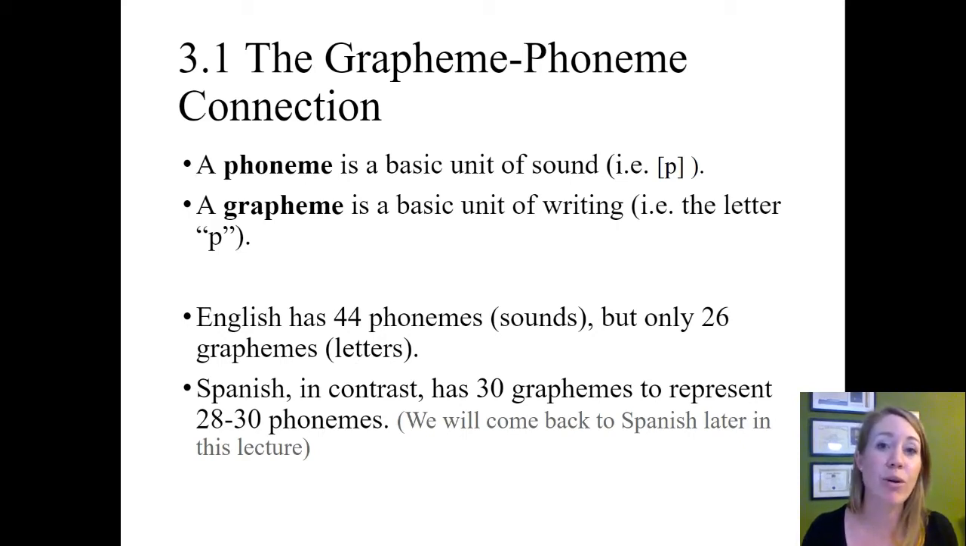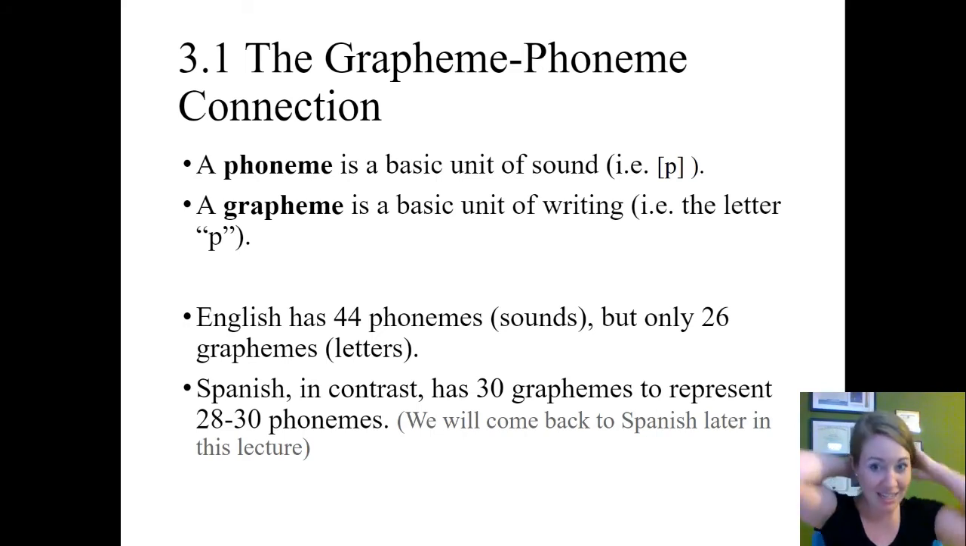English has 44 phonemes. We know that because you have your IPA charts in front of you all the time. I know that. And there are 44 sounds on there. But we only have 26 graphemes. We only have 26 letters to represent those sounds. Spanish, in contrast, has 30 graphemes, so 30 letters, to represent, we're going to say 30 sounds, okay?